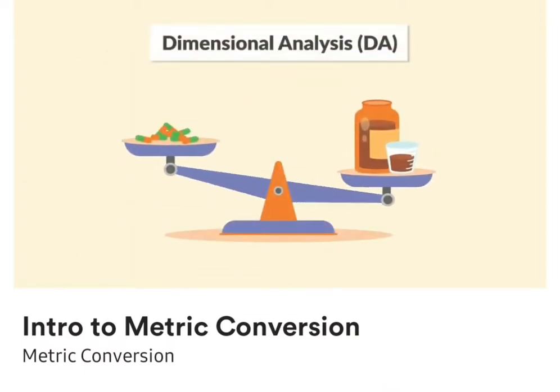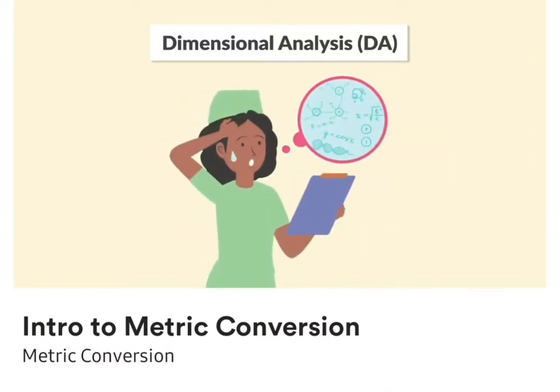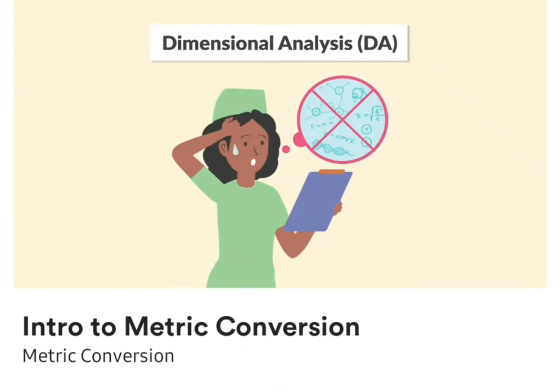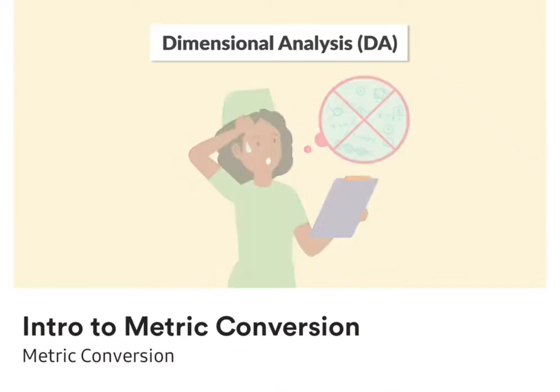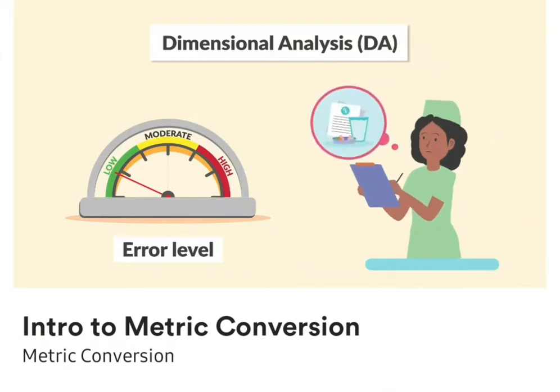So for dimensional analysis, or DA, this is a calculation method that uses a series of equivalent conversion factors to convert from one system of measurement to another. However, DA does not require you to memorize specific formulas. So this calculation method reduces errors and can be used for all dosage calculations in nursing practice.